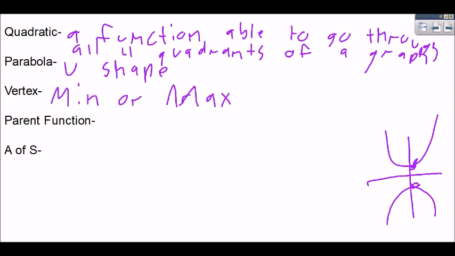The parent function is the most basic, simple parabola, and then we build off of that. So the equation for our parent function is y = x squared, and then our axis of symmetry is from our vertex, the invisible line that goes down, and it's when our parabola starts going from down back up, or when it starts going from up back down.